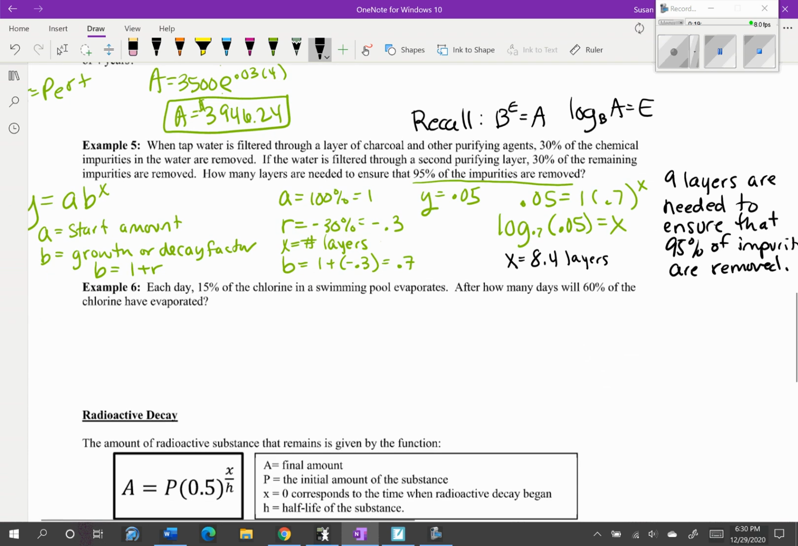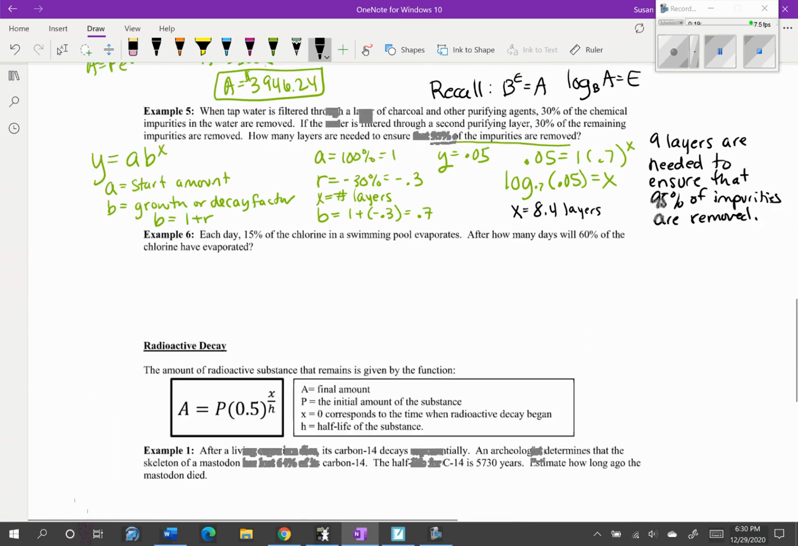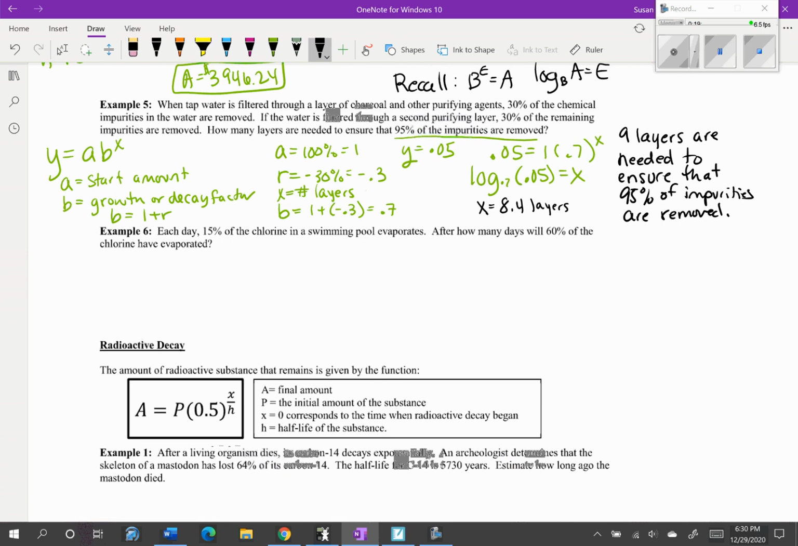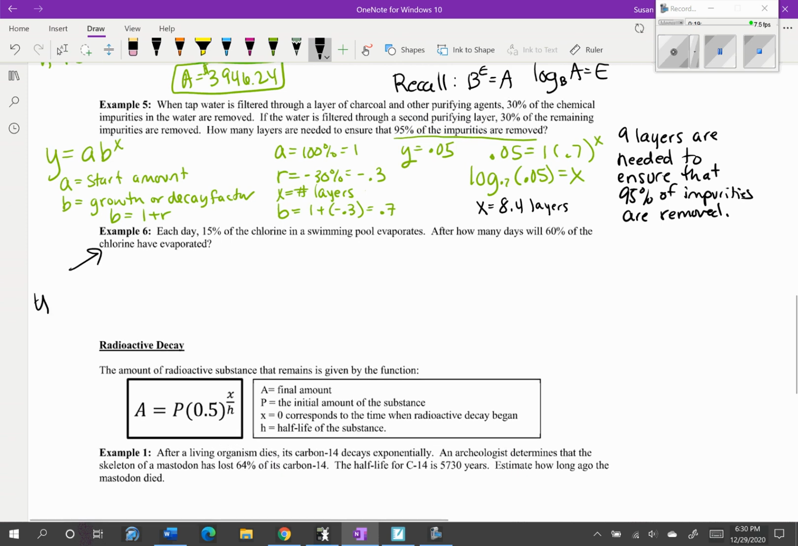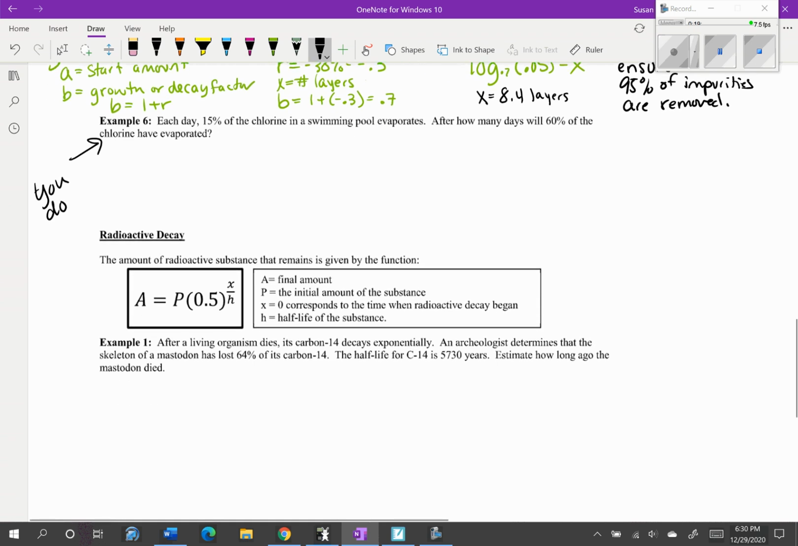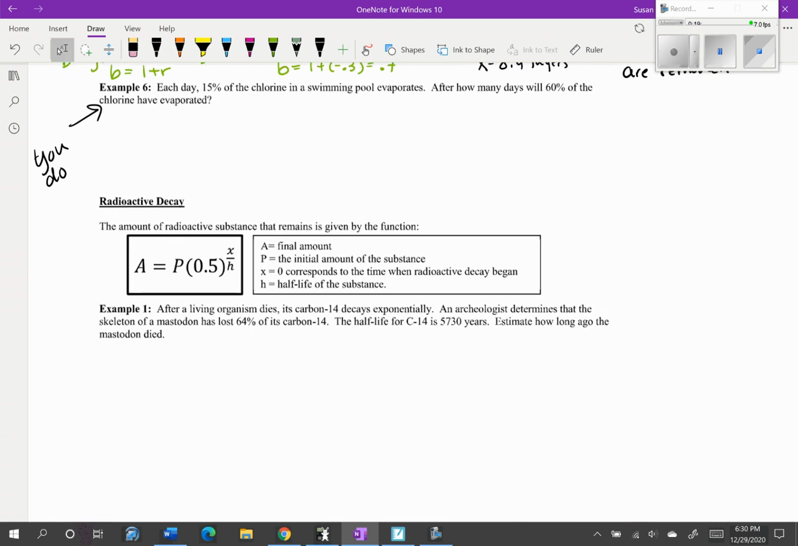All right, so example 6 is similar to the one we just did. So you do this on your own. Looking at the next one, we're talking about half-life. It says radioactive decay because I think that's for the problem, but we're just looking at half-life.